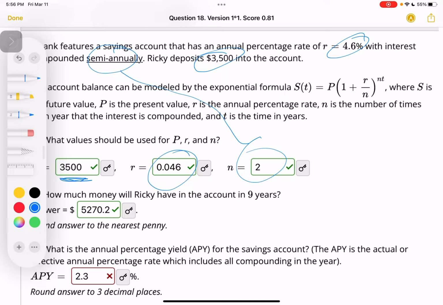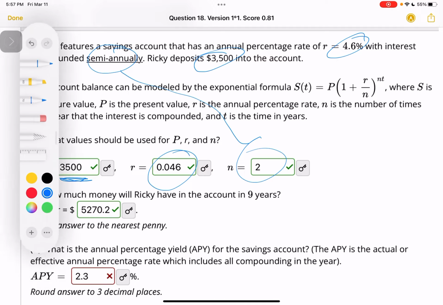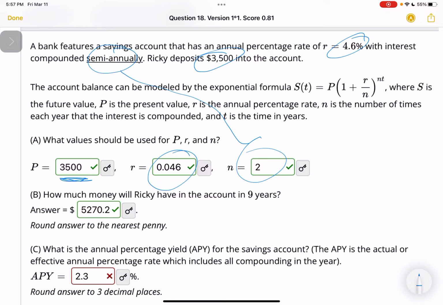We should get 5270.2. So that's going to be 3,500 times parentheses 1 plus r, so 0.046, divided by n, which is 2, to the power of n times t. So this is for how long? 9 years, there it is. So it's to the 2 times 9, which is 18 power.